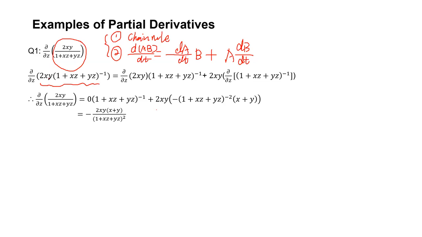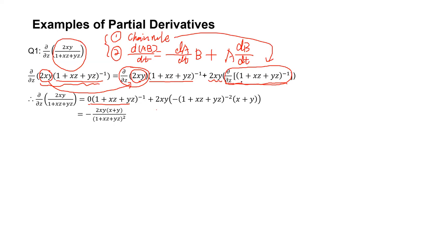The first, we take the differentiation of this one and keep the second item in its original shape, and then keep the first item original and take the differentiation of the second term, and finally we can get the answer. Because this item has no z variable, its derivative is zero, and the second item we can differentiate. We apply the chain rule to this one. Details are listed here. First, we let h equal 1 plus xz plus yz.